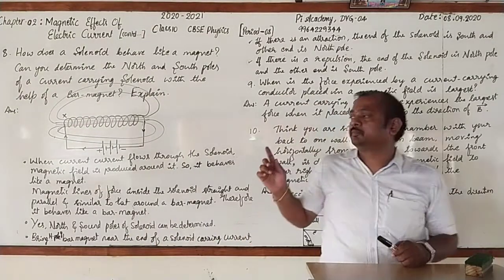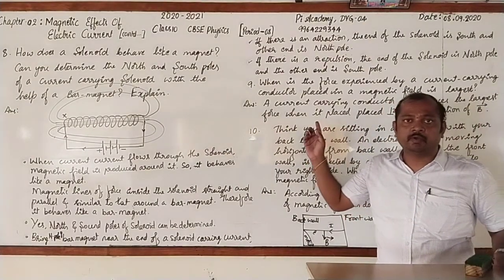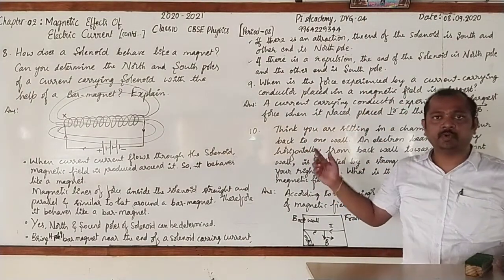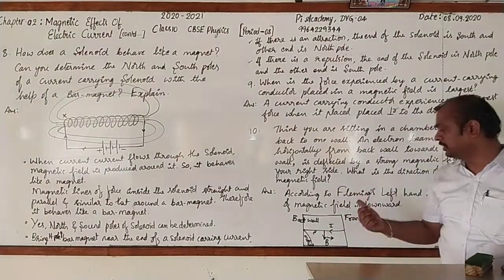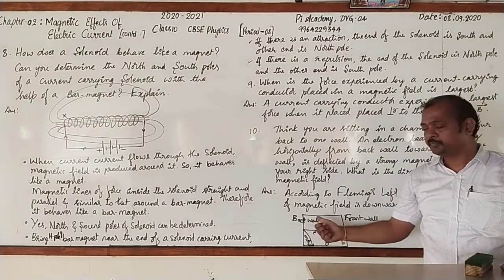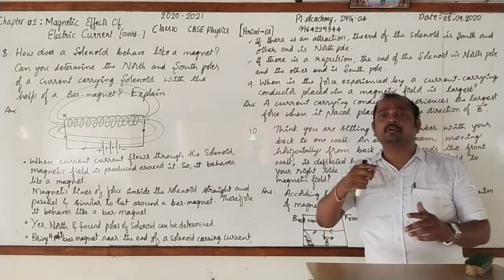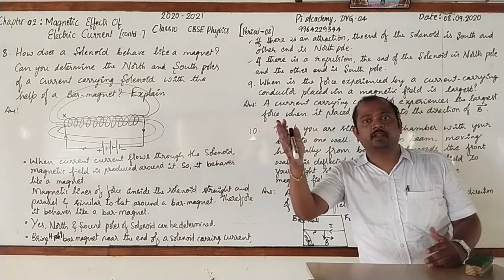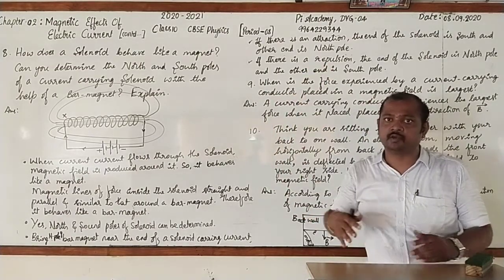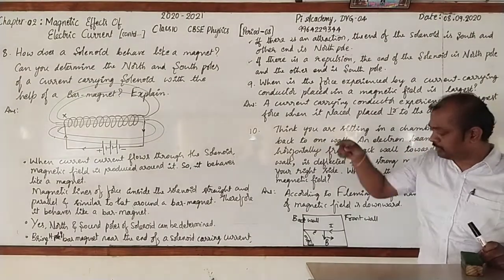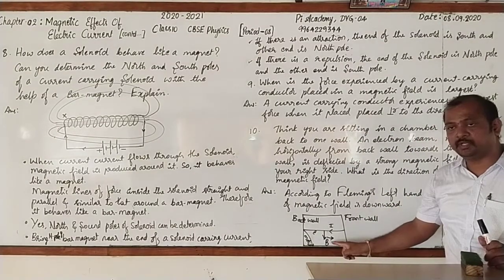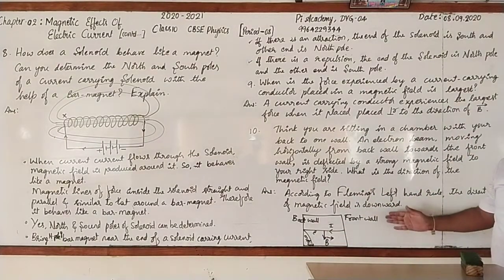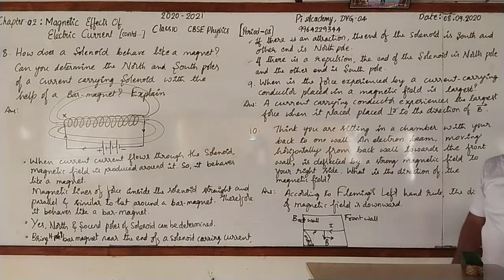See, electron will travel from back wall to front wall, but the direction of current will be in the opposite direction. Then it gets deflected on the right side. Hence, the direction of magnetic field will be downward. That has been mentioned here. Just please copy from there to here.